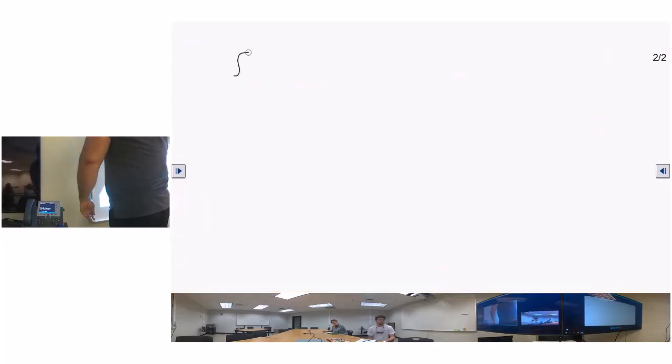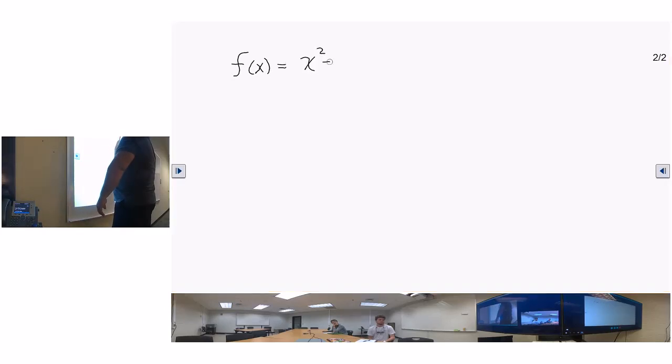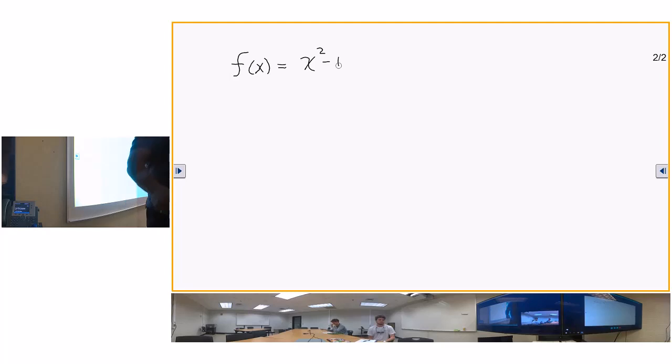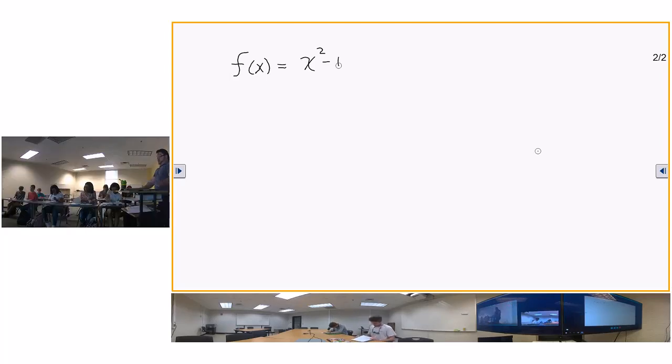F of x. I'm gonna take one training wheel off. Here we go. X squared minus 1. Now remember, you got to rewrite f of x with parentheses. Use your notes on the previous one. I gotta remember that.